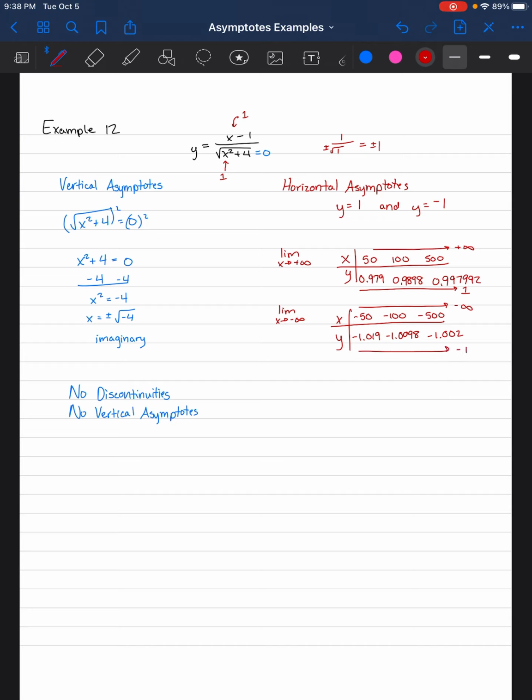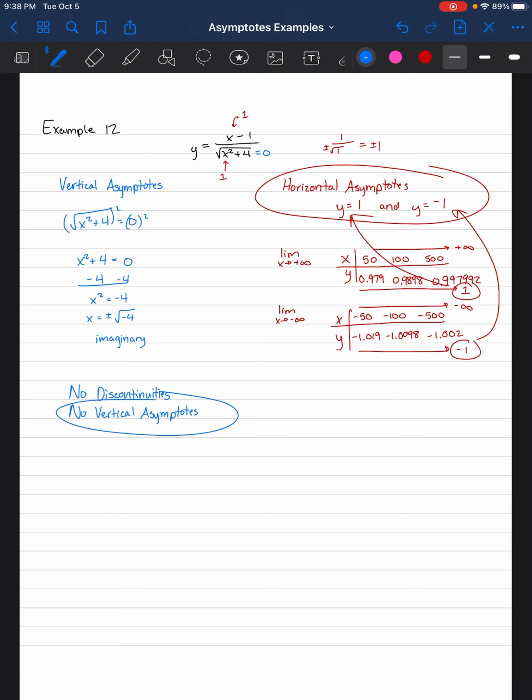Again, this is a great justification for why I have two different horizontal asymptotes. This one goes to negative 1. This one goes to positive 1. So there's two horizontal asymptotes, but no vertical asymptotes on this particular problem. So hopefully this helps. Again, if you have any questions, feel free to ask me.